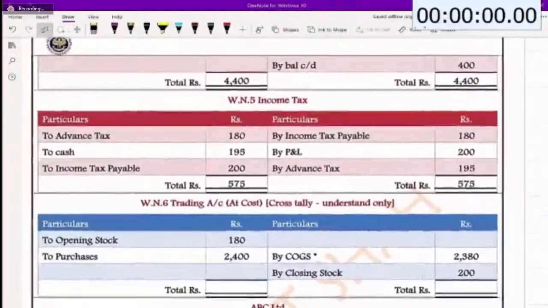And income tax account, trading account. Only for cross tally. Okay?